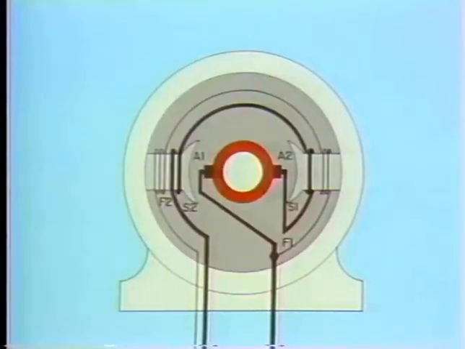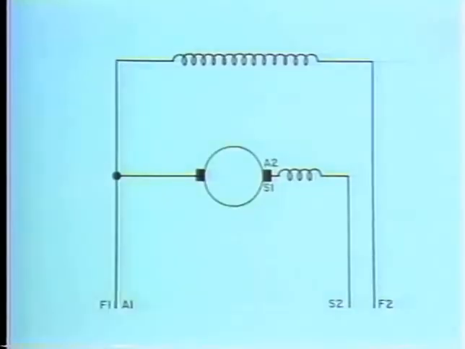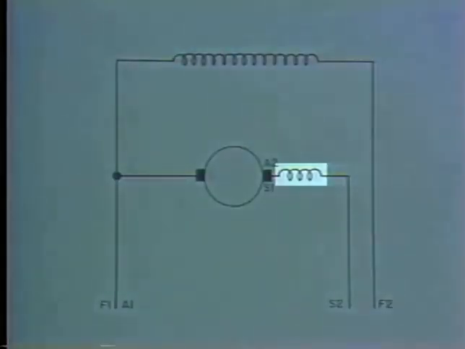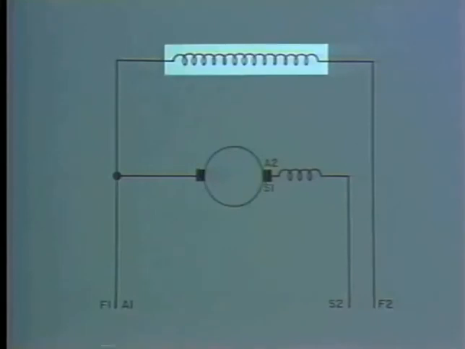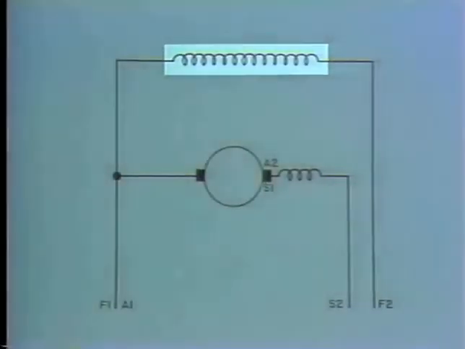This is an illustration of a compound motor. It's more complex than the two we've just seen, and it's probably the type you'll come across most often. Looking at this diagram, you can see it has a series field that's connected in series with the armature, and a shunt field connected in parallel with the armature.